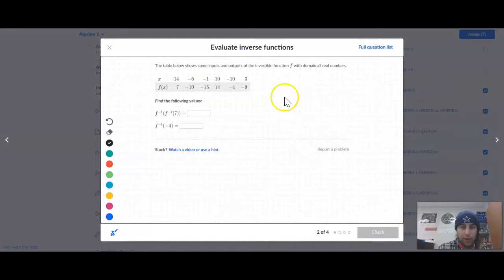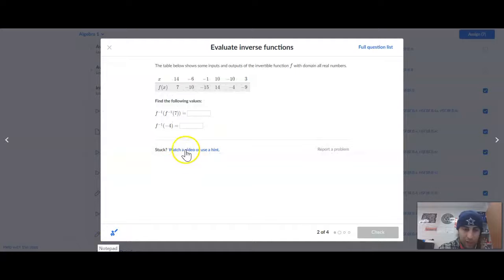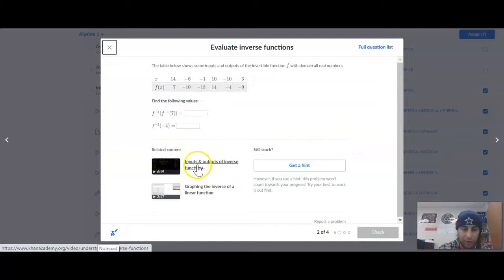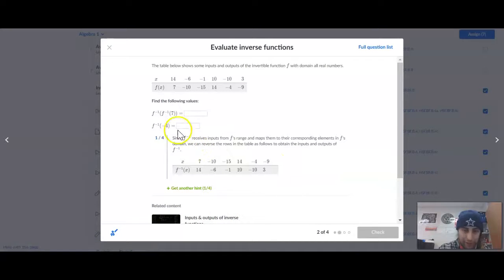Now the table shows some inputs and outputs of the invertible function f with domain of all real numbers. Find the following values. Now, if you're stuck, you can watch a video or use a hint. Instead of watching the videos, let's just get a hint.